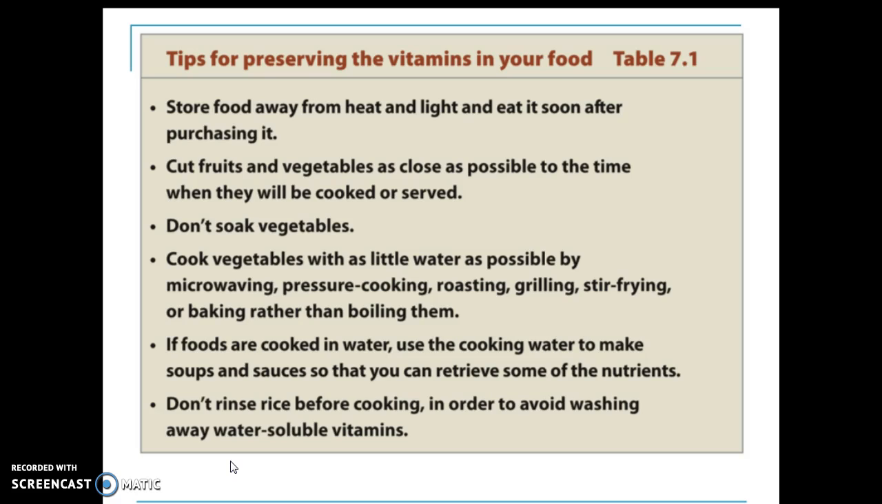Don't soak the vegetables. Cook the veggies with as little water as possible by microwaving, pressure cooking, roasting, grilling, stir frying, or baking rather than boiling them. If foods are cooked in water, use that cooking water to make soups and sauces so you can save some of the nutrients. Maybe you like boiled broccoli better than sauteed broccoli. That's fine, but just use that broccoli water for something else. Don't waste it. Also, don't rinse rice before cooking. The water-soluble vitamins like thiamine, niacin, and riboflavin are actually sprinkled on the top of enriched rice, and you don't want to wash away all those enriched vitamins in that rice.